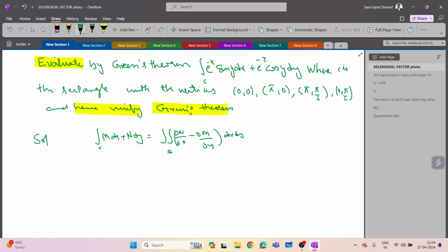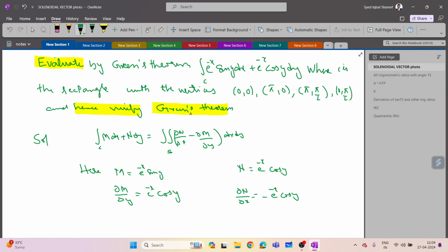Now here, what is your M dx? M equals minus e to the power of x sin y. N equals e to the power of minus x cos y. Dou M by dou y: you get e to the power of minus x, derivative of sin y is cos y. Dou N by dou x: e to the power of minus x gives minus e to the power of minus x cos y.